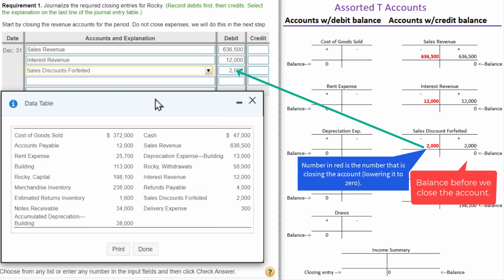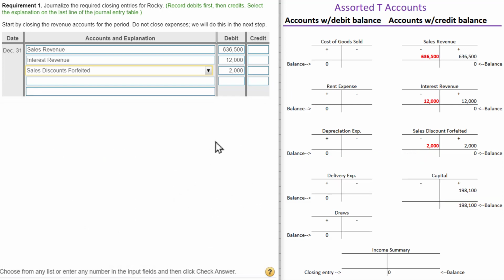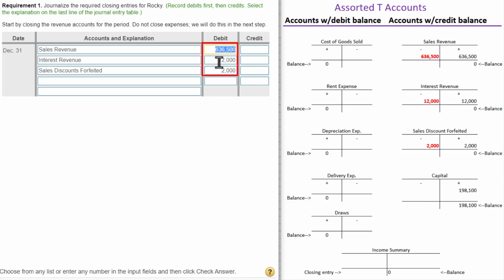Sales discounts forfeited. And then looking over here, I don't see any other revenue. So I'm going to close this to get it out of my way. Now, notice obviously this account does not balance. So to find the balancing amount, we're going to add the debits. So if we add these three numbers, we get 650,500. And what account is this?